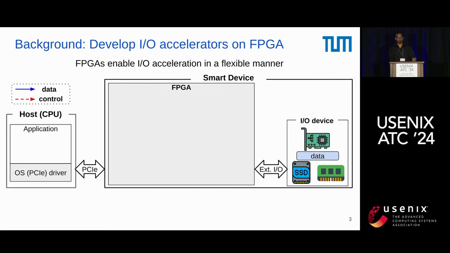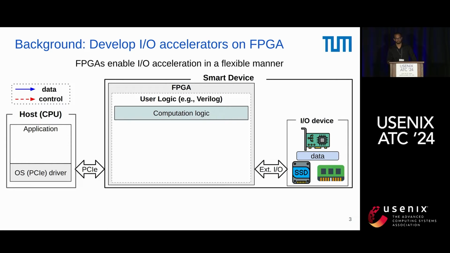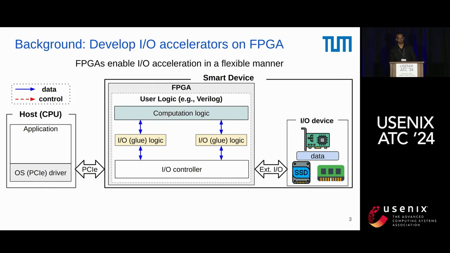So a typical FPGA application that is offloaded to the FPGA is encapsulated within a user logic, which is written in a hardware description language. The user logic consists of two components. Firstly, a computational logic, which is I/O independent, and an I/O-dependent I/O glue logic, which interfaces with the I/O controller that speaks to a specific I/O device that is attached to the FPGA. And additionally, on the host CPU side, we have a software library which is used by the CPU side of the application to control the execution of the user logic on the FPGA.